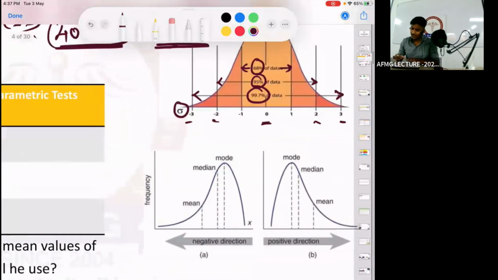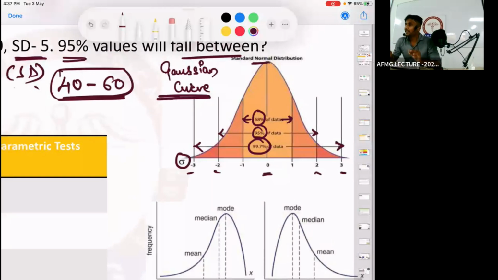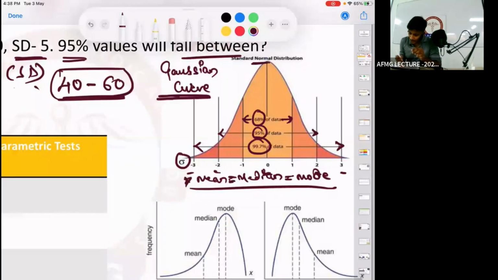If it is a normal or a Gaussian curve, please tell me the mean, median, and mode relation would be equal. That means the mean is equal to median is equal to mode. Okay, so all of them will lie at this central point, in a normal or a standard Gaussian distribution. No issues with this.